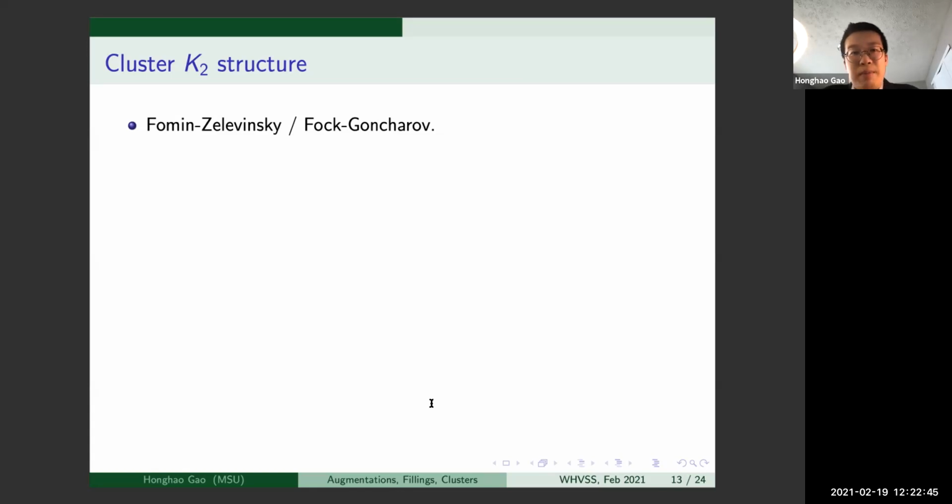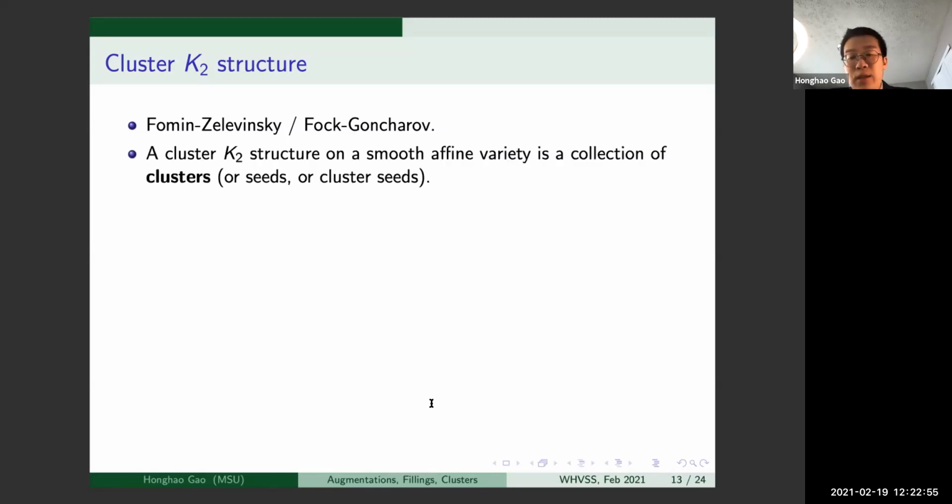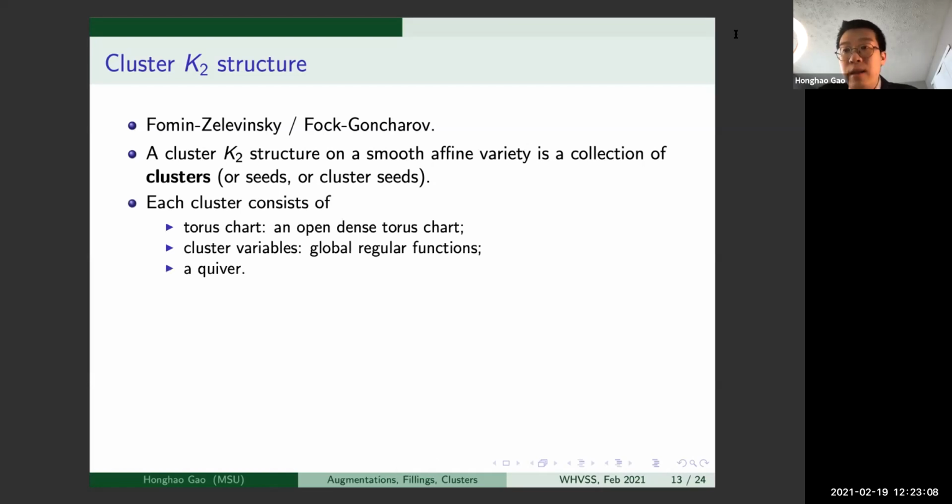and later on parallel tracked by Fock and Goncharov. So let me give you an ad hoc working definition for this. A cluster K2 structure on a smooth affine variety is a collection of clusters or cluster seeds or just seeds, such that each cluster consists of 3 data. First, you want a torus chart, which is an open dense torus chart inside your variety. On each chart, you want some cluster variables. These are coordinates on this torus chart.